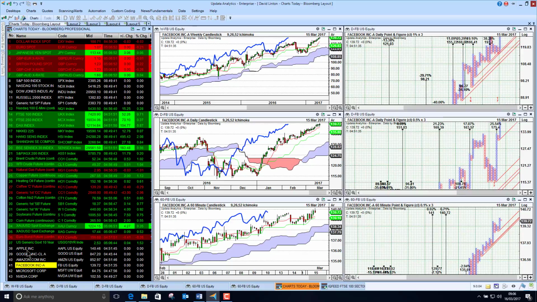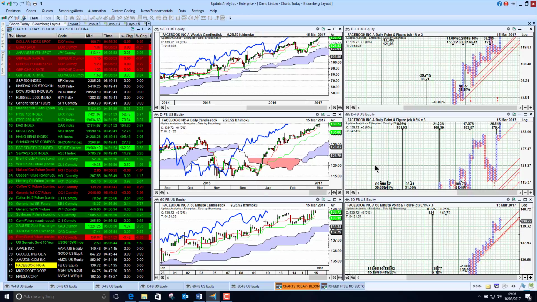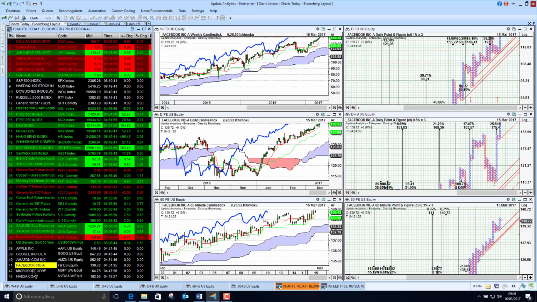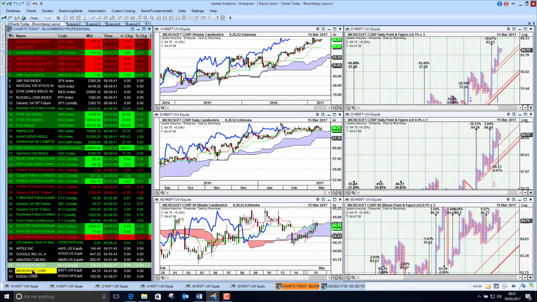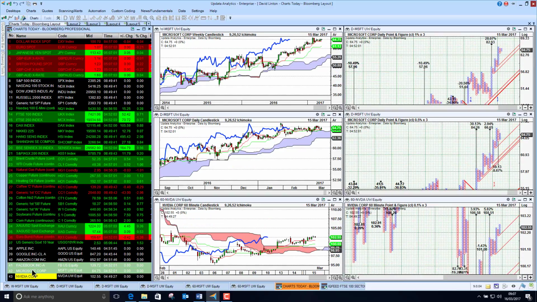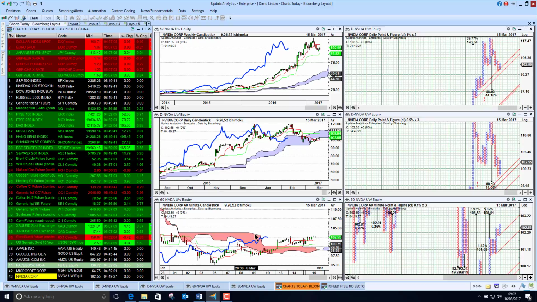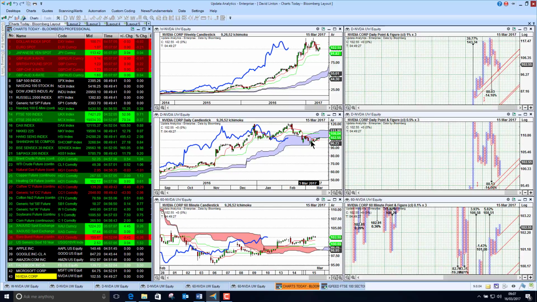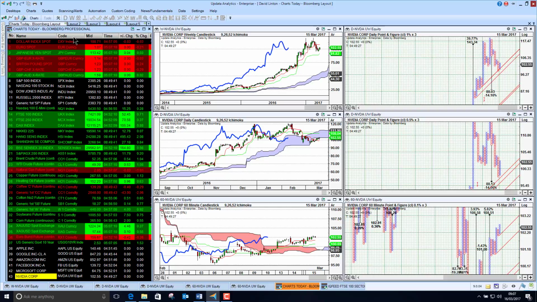Facebook just nudging that 140 level. These 141, 140.72 targets starting to come into play. Lots of upside targets here to aim for. Microsoft also just holding the bullish position there. And Nvidia just wandering back through the cloud. So Nvidia stock is just starting to look a bit like a recovery.